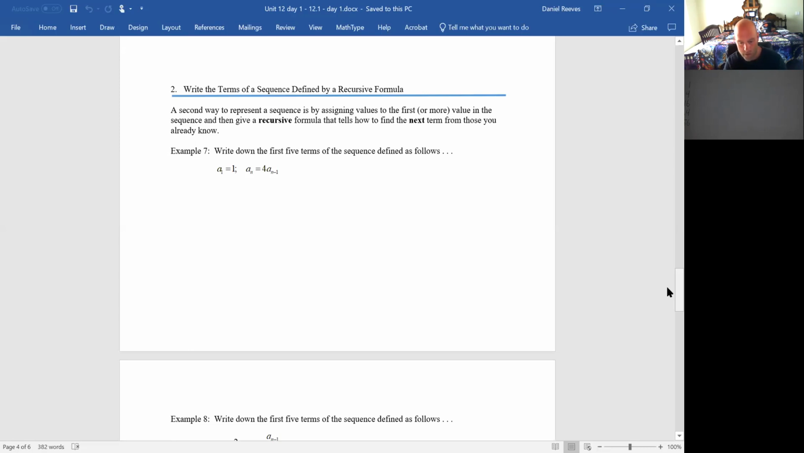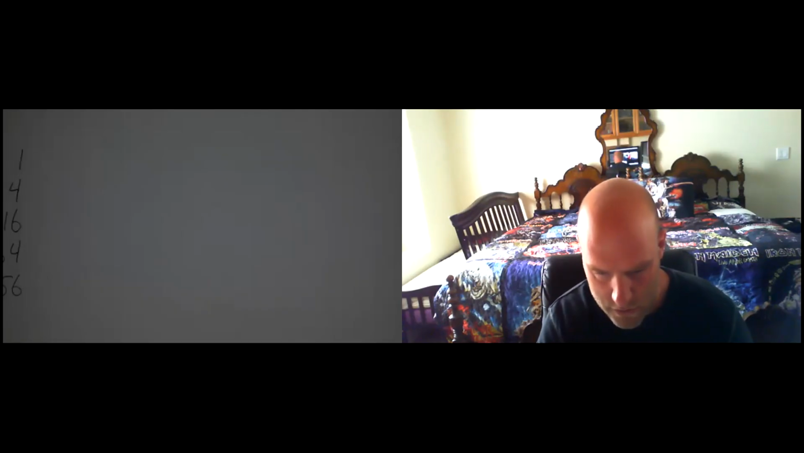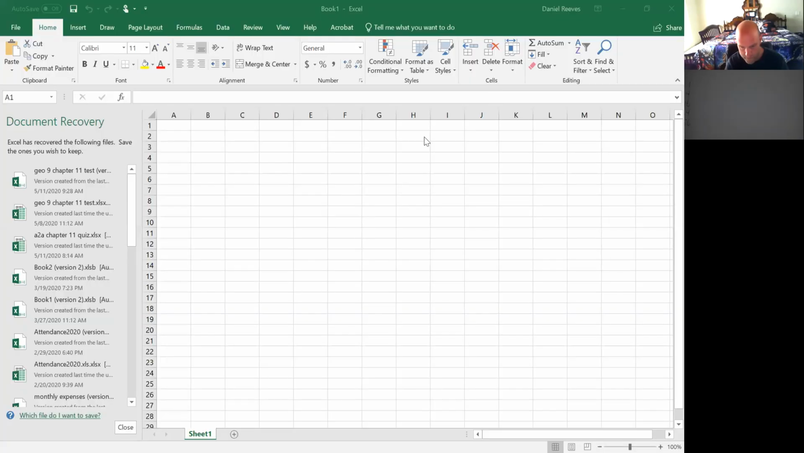Recursive forms are really what we do in spreadsheets a lot. So here I'm going to say 1 in this cell. I like to use 1 kind of in the middle.